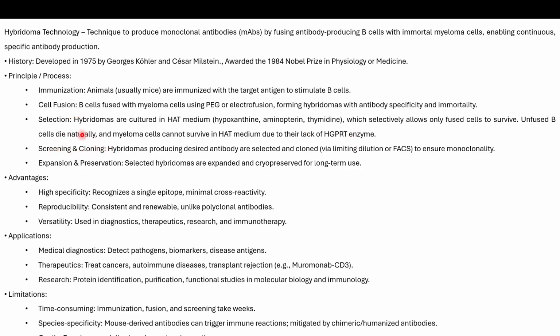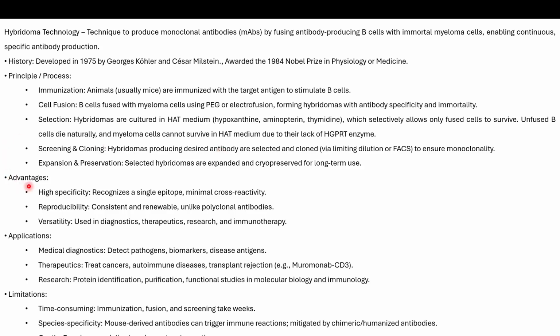And then eventually, once you select the hybridoma by culturing the cells in HAT medium, hybridomas producing desired antibody are selected and cloned via limiting dilution or FACS to ensure monoclonality. Then expansion and preservation. Selected hybridomas are expanded and cryopreserved for long-term use.